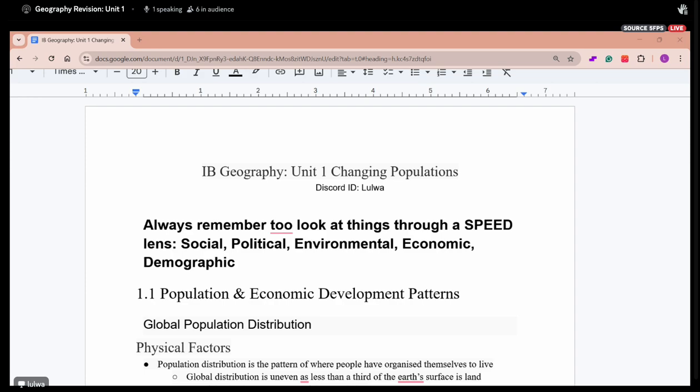Welcome to the Unit 1 Geography Review. I'm Lolwa. I'm a current DP2 or IB2, so my exams are also in a few weeks. I'm from Lebanon originally. However, I currently study in China. So a lot of my case studies or a lot of the information I have in my head will be relative to one of the two locations.